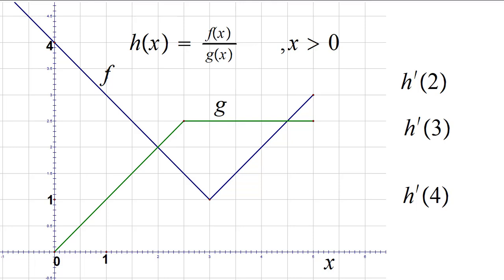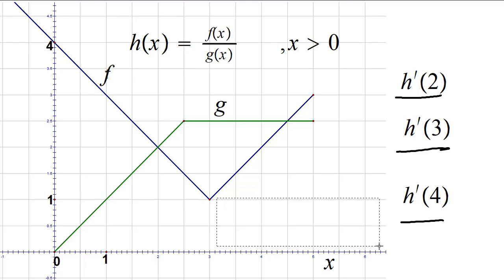So here we are given two functions, f and g, and of course they're given to us graphically, and their quotient h, which is defined for x greater than 0. And then what we have to do is find these three quantities, the derivative of h at 2, 3, and 4.